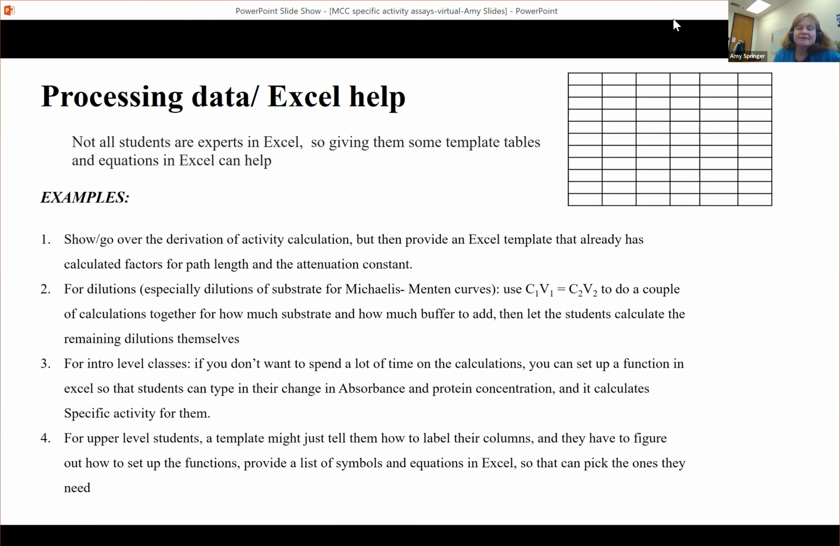The other thing that we found that can be a real time sink is doing dilutions. We have them do a Michaelis-Menten curve, so they have to do a dilution series of their oxaloacetate. It ends up being a really good learning activity for them, because the concept of dilutions is so simple, and yet actually figuring out how to calculate them can be the thing that takes the most amount of time in the lab. So often what we'll do is we'll do one or two with them, and then give them the pattern and let them do the rest.